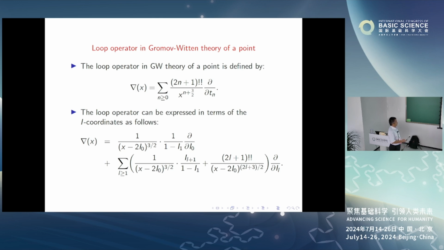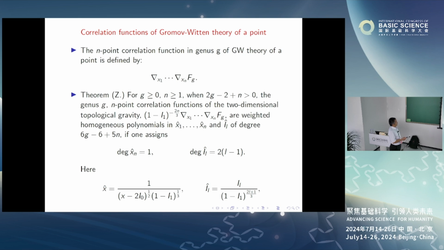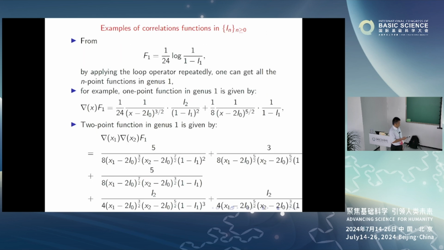Similarly, I change that into the I coordinates, and we can get a simple explicit expression. And then we can apply that n times on the free energy. The result is very nice, very simple. It turns out that it's a weighted homogeneous polynomial. You modify that by something here, and then it becomes a weighted homogeneous polynomial in x1 to xn. So these guys are just defined. Originally you get infinite expressions, but now you always get a finite polynomial expression. So you can use a computer to do the job. It's a very simple and nice computation.